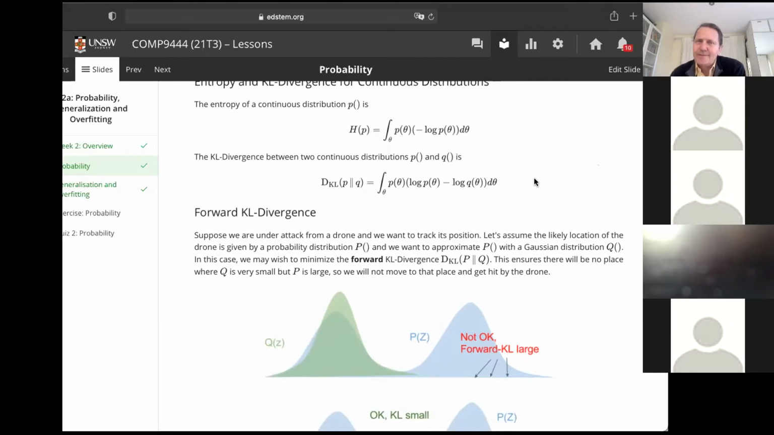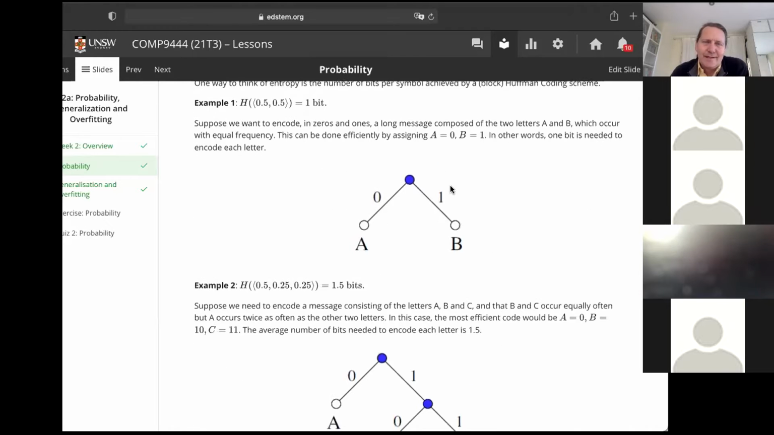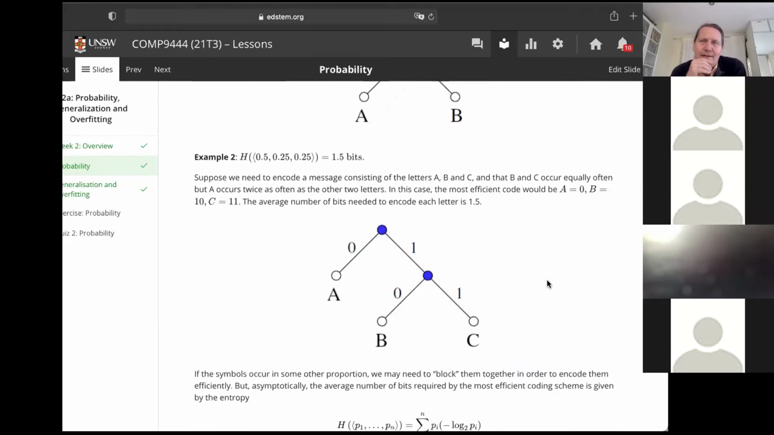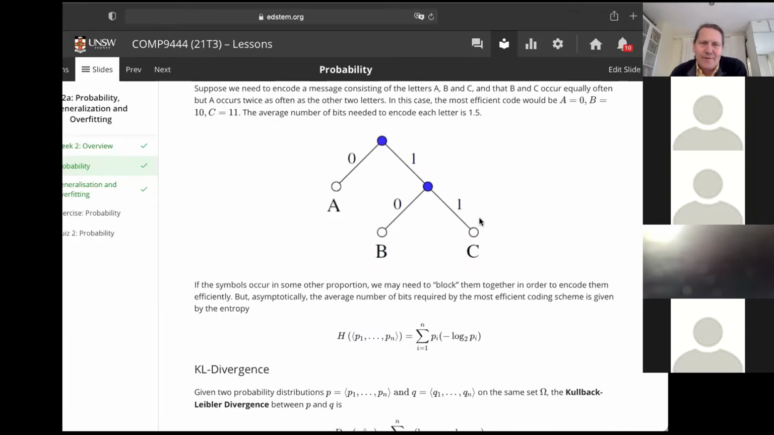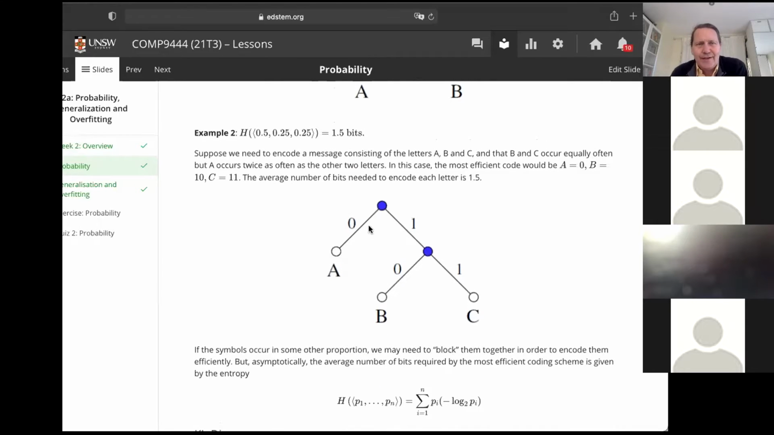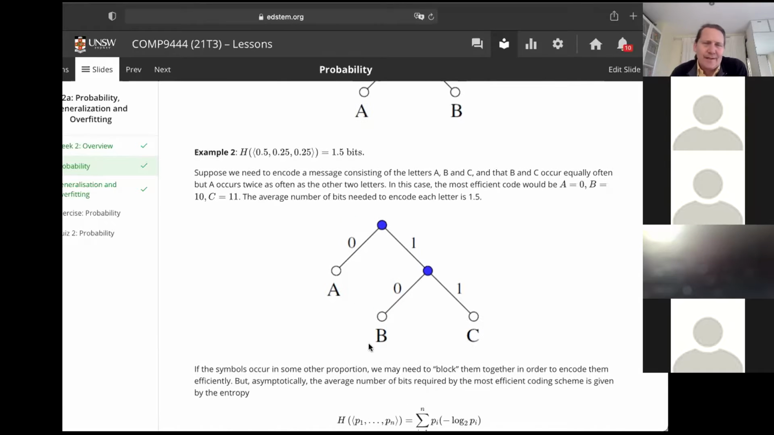Okay, Hugh's asking, do Huffman coding schemes share the same properties as a BST? Yes, a Huffman tree can be seen as a BST. And I mean, the Huffman tree is not unique. You'll see I could have had B and C in the left branch and A in the right branch.